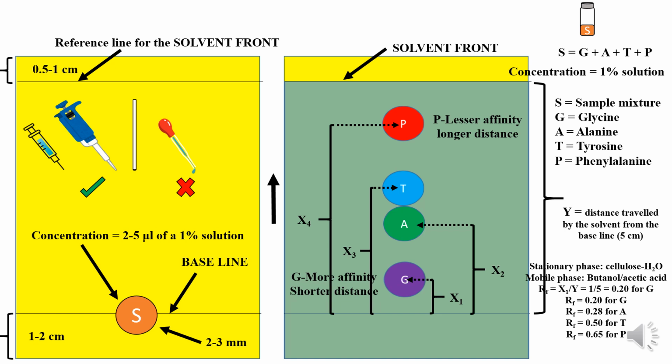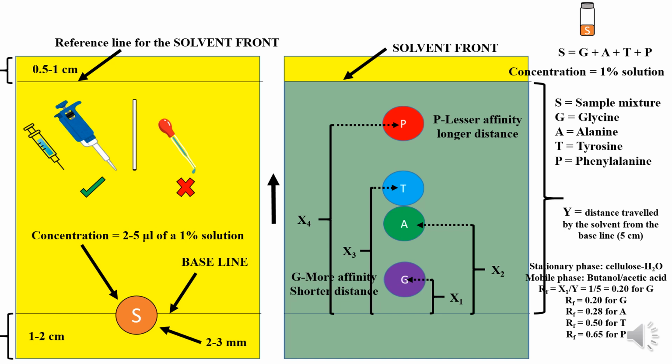So the RF value can be calculated using the formula: distance traveled by the sample divided by distance traveled by the solvent from the baseline. So X1 is the distance traveled by glycine from the baseline. Let's say it is 1 centimeter, and 5 centimeters is the distance traveled by the solvent from the baseline. So 1 by 5 will be 0.2. So the RF value for glycine is 0.2. Likewise, you calculate the RF values for alanine, tyrosine, and phenylalanine.